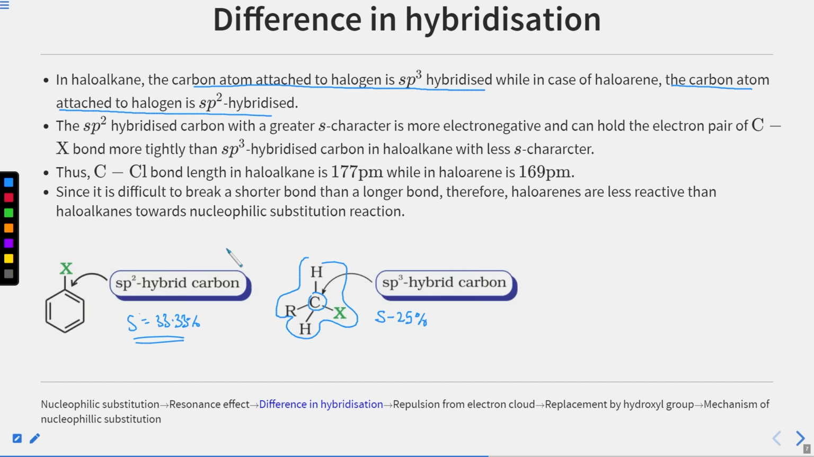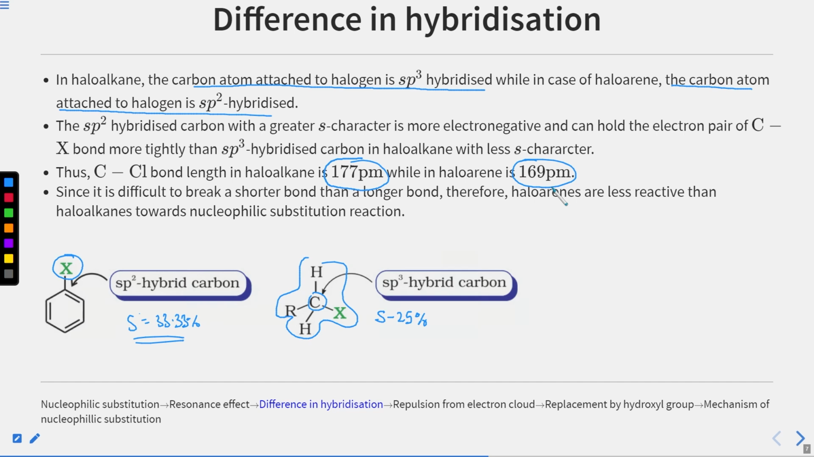So since we are making this sp2 hybridized orbital more electronegative, it will attract your halogen with a greater force, or it will hold this halogen tight. Due to this, it becomes difficult to cleave this C-X bond. Now this can be seen with the help of bond length also. If you look at the C-Cl bond length of haloalkane, it is 177, while in haloarene it is 169. So you can see there is a difference of 8 picometer. Okay, so the C-Cl bond in haloarene is 8 picometer shorter than in haloalkane.